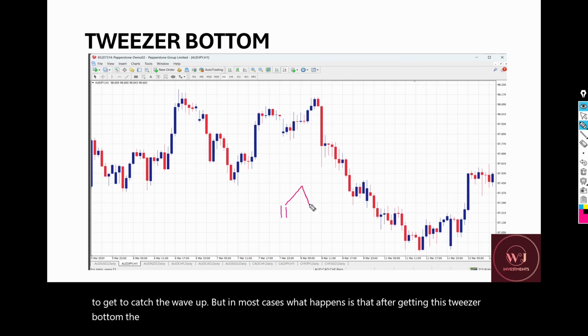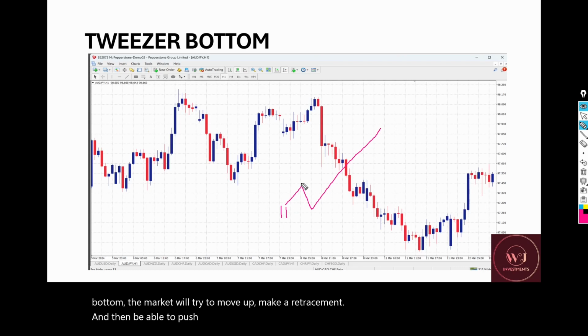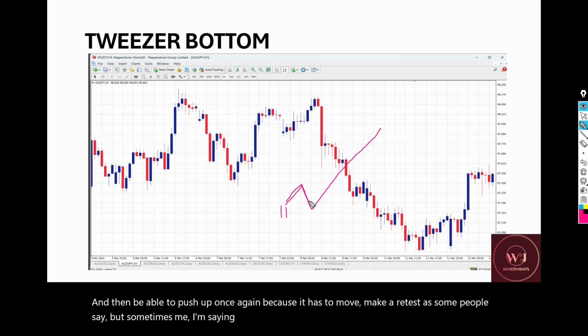But in most cases, what happens is that after getting this tweezer bottom, the market will try to move up, make a retracement, and then be able to push up once again, because it has to make a retest, as some people say. But sometimes I'm saying it is collecting energy to move higher in simpler explanations.